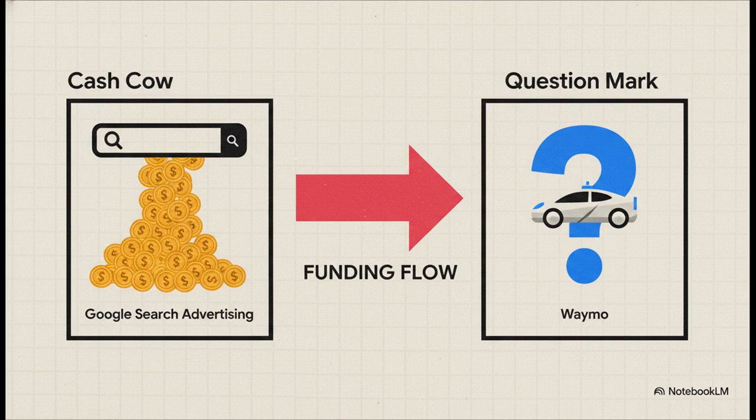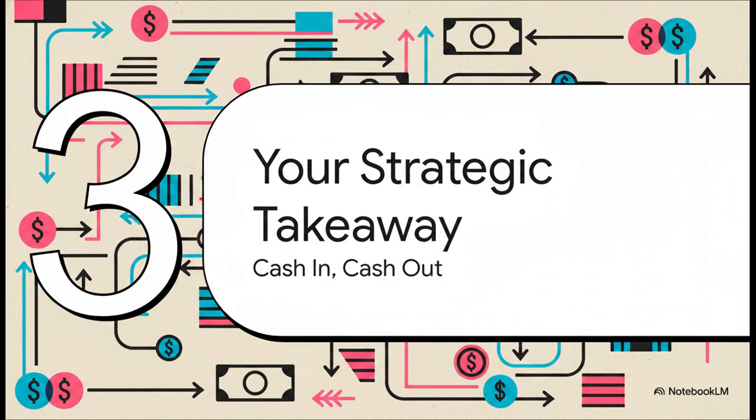It is a textbook question mark. It's operating in a market with massive growth potential, but it's still totally uncertain if it will ever become a star. So after all of that, what's the single most important takeaway from the BCG Matrix?